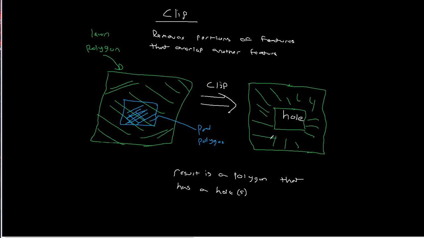CLIP is pretty straightforward. You just, again, think of it like the Christmas cookie cutter. The pool in this case was the cookie cutter. The lawn polygon was the whole sheet of cookie dough. And once we run CLIP, what we're left with is the whole sheet of cookie dough minus the area where the cookie was. Okay? So I want to look at two other examples just to give you an idea of how CLIP actually works. Well, actually we'll look at three.